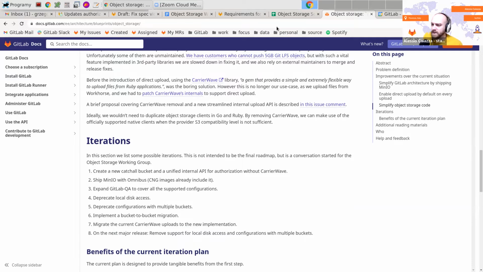Yeah, I mean, this started as a blueprint in itself, so it was supposed to be the original place where we described the solution. Then we decided to postpone because of priority changes, and we started the working group.